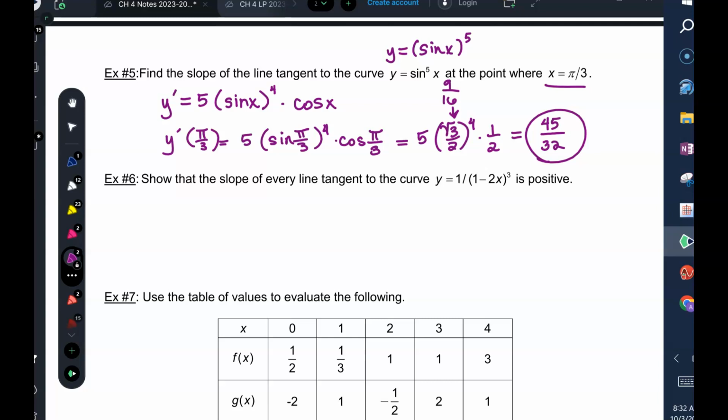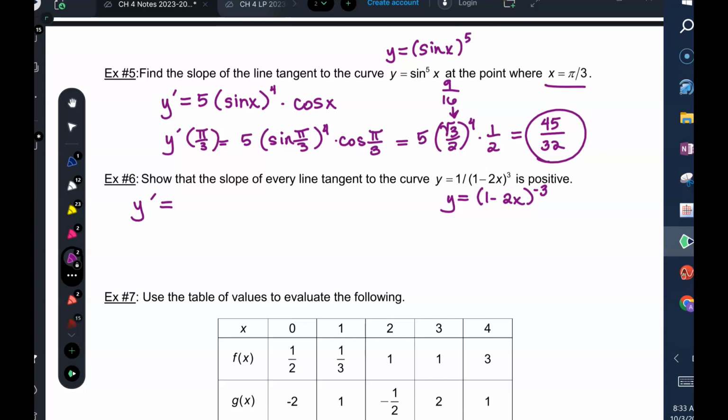All right. Example 6. Show that the slope of every line tangent to the curve y equals 1 over 1 minus 2x to the third is positive. Well, first thing, I would rewrite this as 1 minus 2x to the negative third. And now let's find the derivative. If it's saying we want to show that it's positive, obviously we need to find the formula for the slope first. Now, you could do quotient rule, but you still have to end up doing the chain rule anyway.